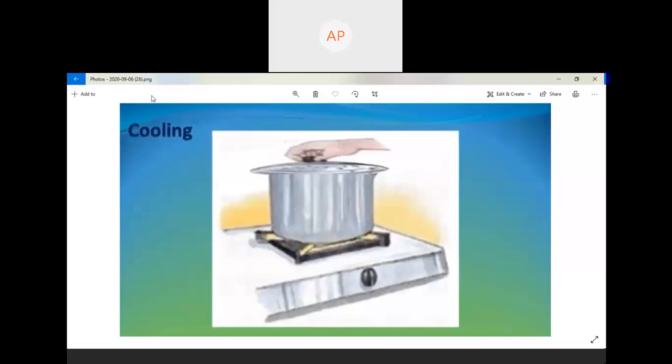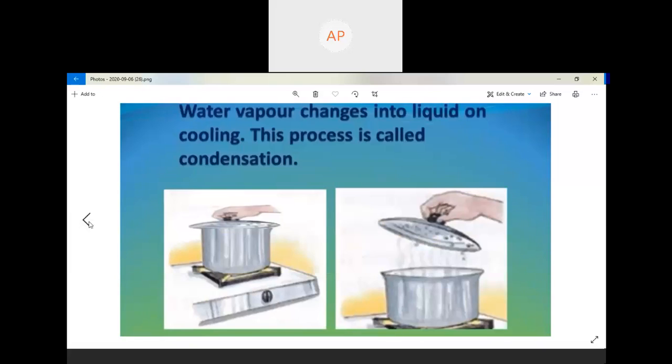Next, now switch off the stove and cover the vessel with the lid. What will you see on top of the lid, children? Won't you see some droplets of water? Yes, good, Sharon. We see some droplets of water because when you cool down the water, the evaporated water will turn into water droplets. So water vapor changes into liquid on cooling. This process we call condensation.